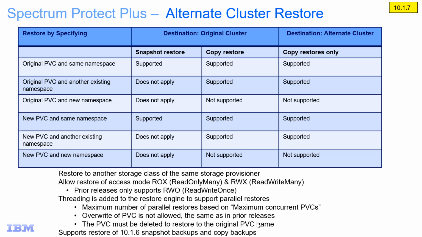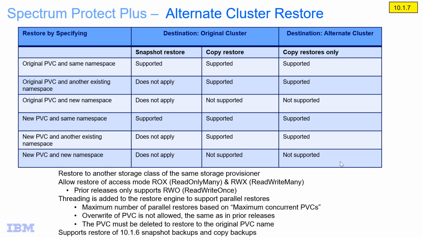If you're restoring to a new namespace, that namespace already has to exist. Otherwise, you'd have to go out into Kubernetes and OpenShift and create it, and then rerun an inventory for Spectrum Protect Plus to see it. Depending upon where that backup resides, is it a snapshot copy out in Kubernetes, or is it a copy inside of Spectrum Protect Plus vSnap, that's going to dictate how that can be restored. So here you'll see the different types of restore, where it's supported, and whether it is supported to an alternate cluster as well.